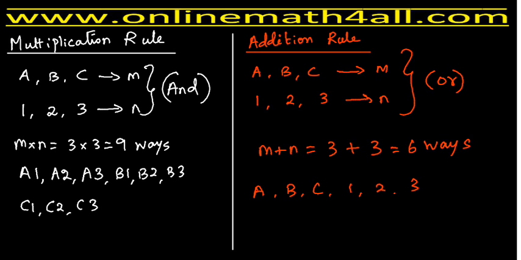So the most important thing we have to remember is that the keyword for the multiplication rule is "and", the keyword for the addition rule is "or". So in between the two sentences, if you have the word "and", you just have to multiply the two different ways. And in case you have the word "or" in between the two sentences, you just have to add the two different ways. If you have "and", you have to multiply. If you have "or", you have to add. So these are the two important things we have to remember.